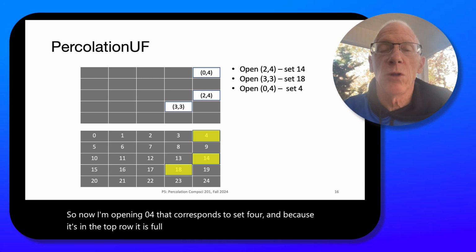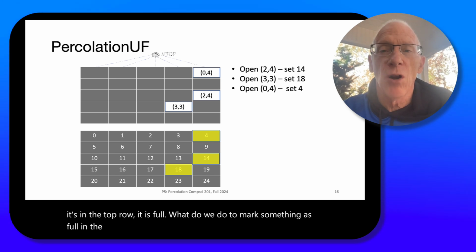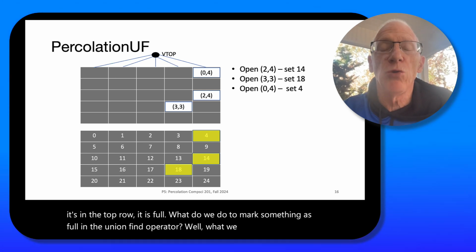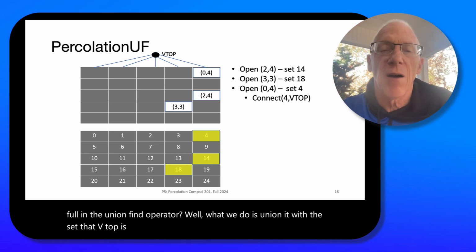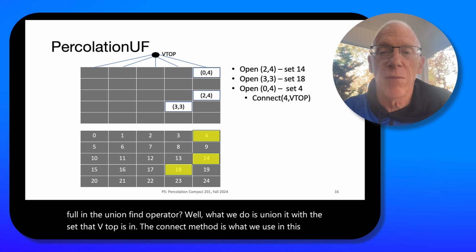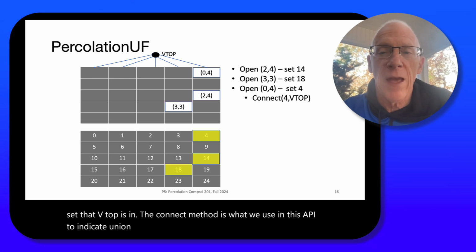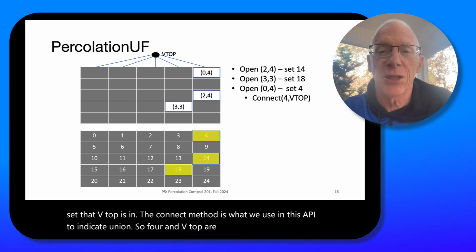What do we do to mark something as full in the union find operator? Well, what we do is union it with the set that VTop is in. The connect method is what we use in this API to indicate union. So 4 and VTop are now in the same set. Their sets have been unioned.